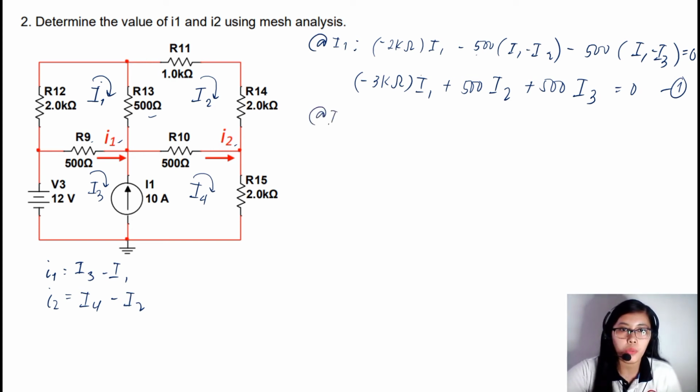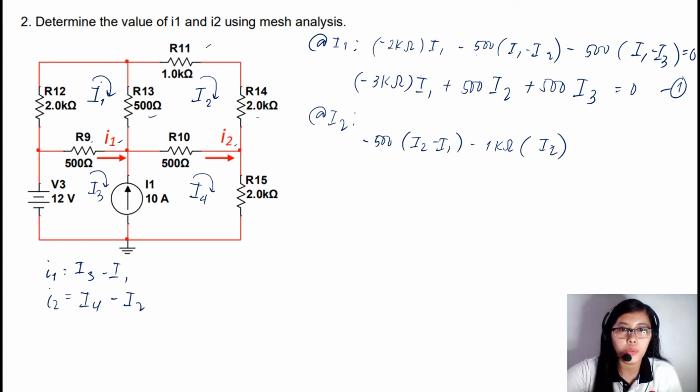Then for I2, let's start with the 500 ohm, R13. Two currents are flowing and we have I2 minus I1. Then for R11, minus 1 kilo ohm times I2.